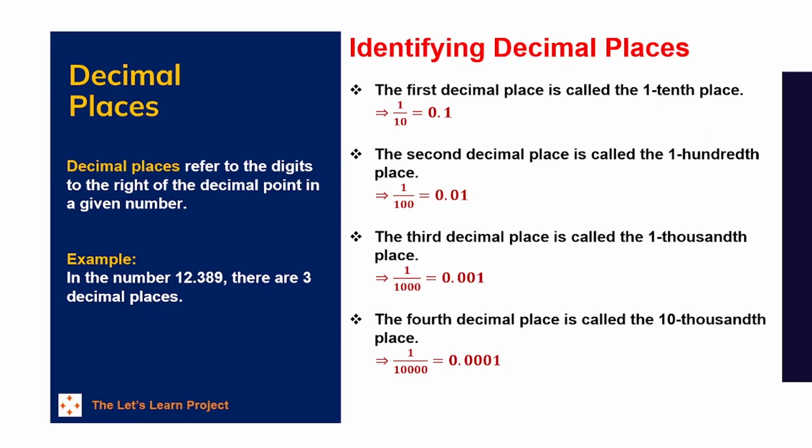The first decimal place in any given decimal number is called the 1/10th place. So, for instance, in the number 12.389, the number at the 1/10th place is the number 3. Since we are calling it 1/10th place, it means we can represent it with the fraction 1/10. And we know that the fraction 1/10 in decimal is the same as 0.1.